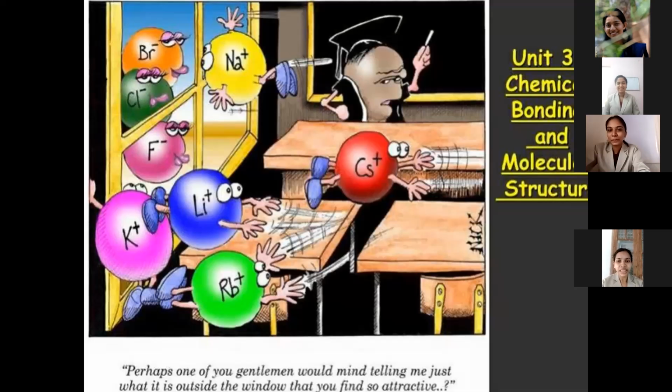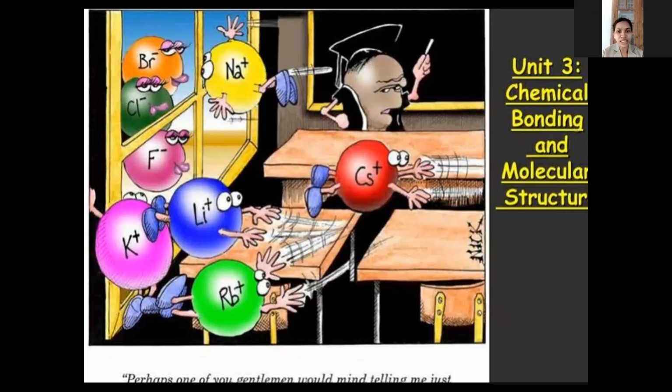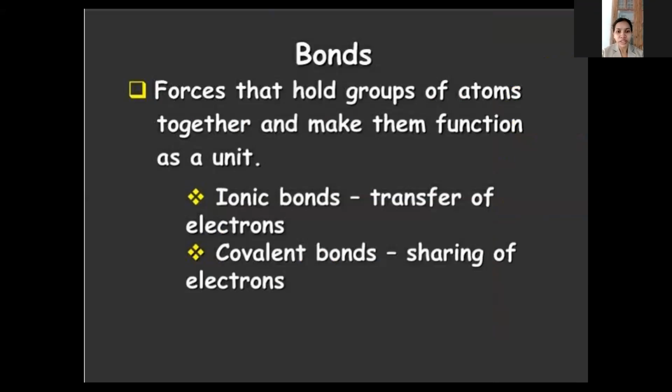Today we are dealing with the topic chemical bonding. We know that two metals or two atoms or two molecules are bonded together. Bonds are forces that hold groups of atoms together and make them function as a unit. Bond is a force. There are two types of bonds, ionic bonds and covalent bonds. In ionic bonding, a transfer of electrons occurs. In covalent bonding, there is sharing of electrons.